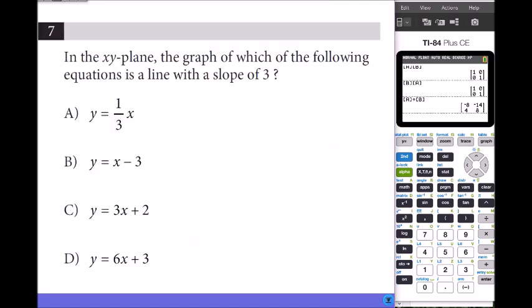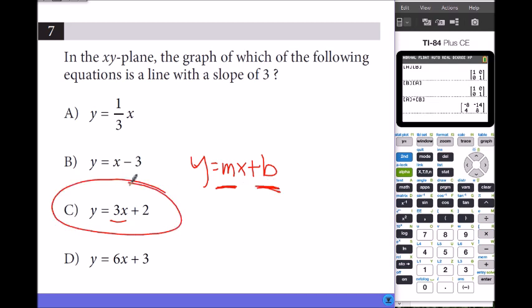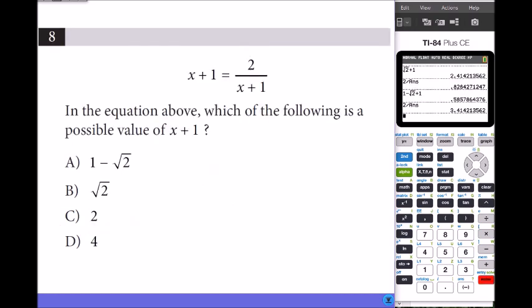Okay. Number 7. In the xy plane, the graph of which of the following equations is a line with a slope of 3? Slope of 3, here. y equals mx plus b. This is the slope. This is the y-intercept. Again, there will be a lot of questions, at least 3 or 4 on each test, involving y equals mx plus b, the equation for a linear function. This is a slope, rate of change. This is the initial value or y-intercept, what you start with.